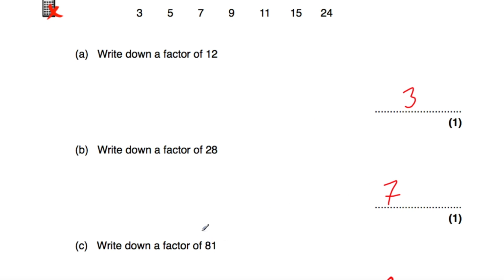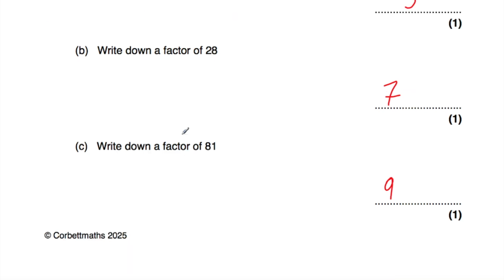So 81, 8 plus 1 is equal to 9, and 9 is divisible by 3, so that means that 81 is divisible by 3, so that means that 3 is a factor of 81. So that means that our answers could be 9 or 3. You could have written down either of those. And also you could check it using the bus shelter method if you wanted to.